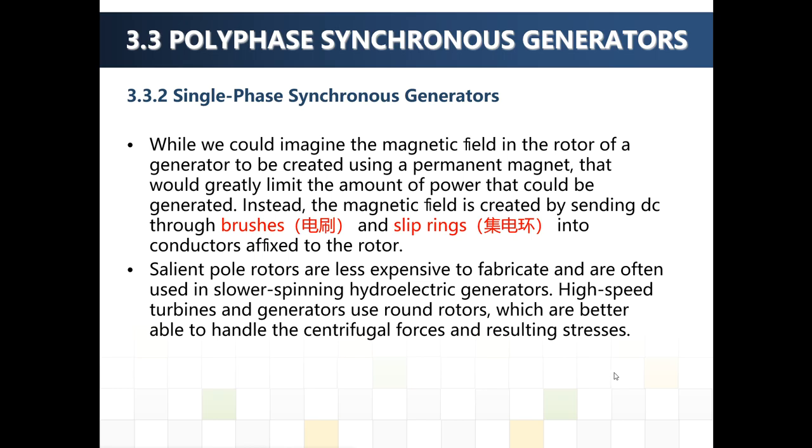The magnetic field is created by sending a direct current through brushes and slip rings into conductors. So this will create the magnetic field. We are not using a permanent magnet; rather, we use DC through brushes and slip rings to create the magnetic field.